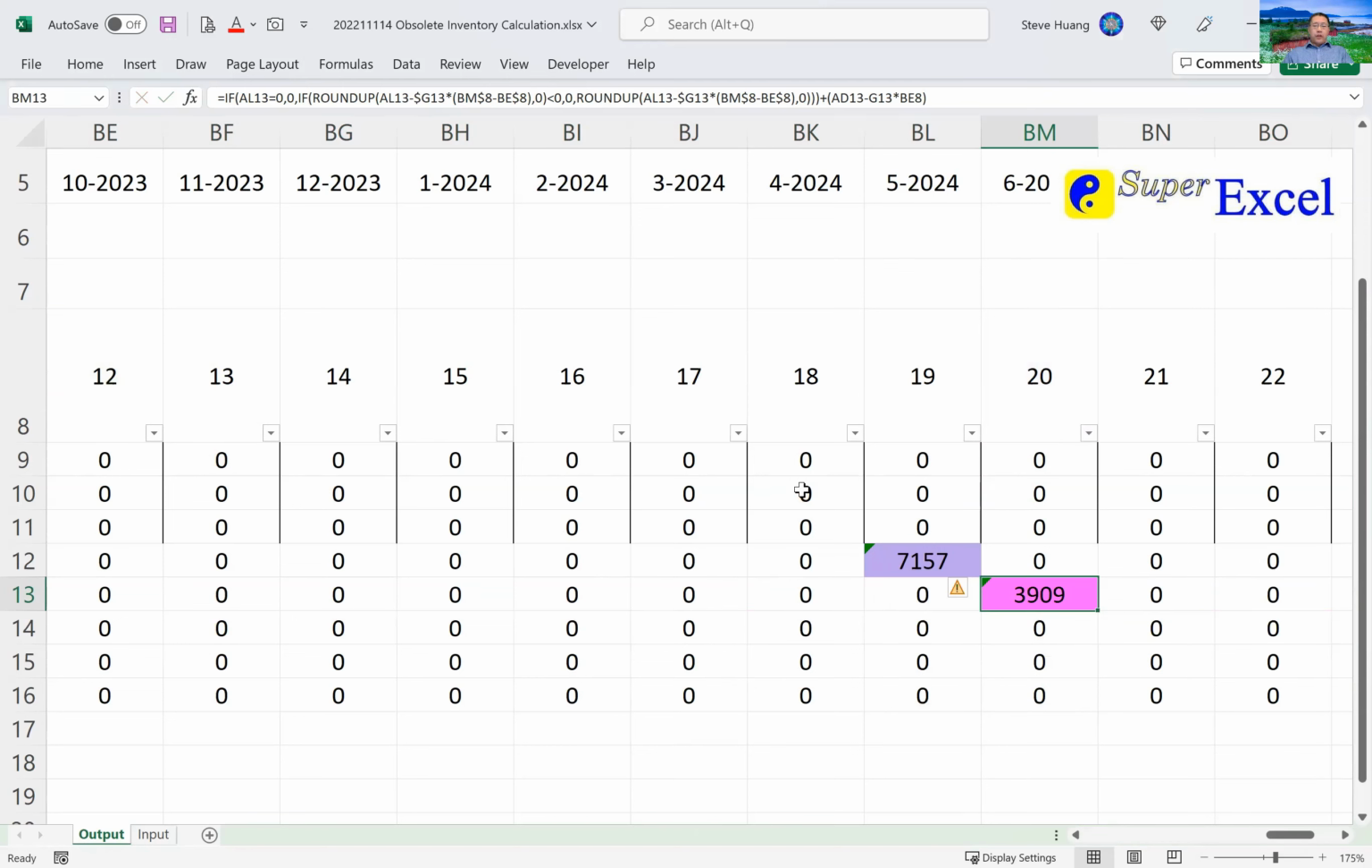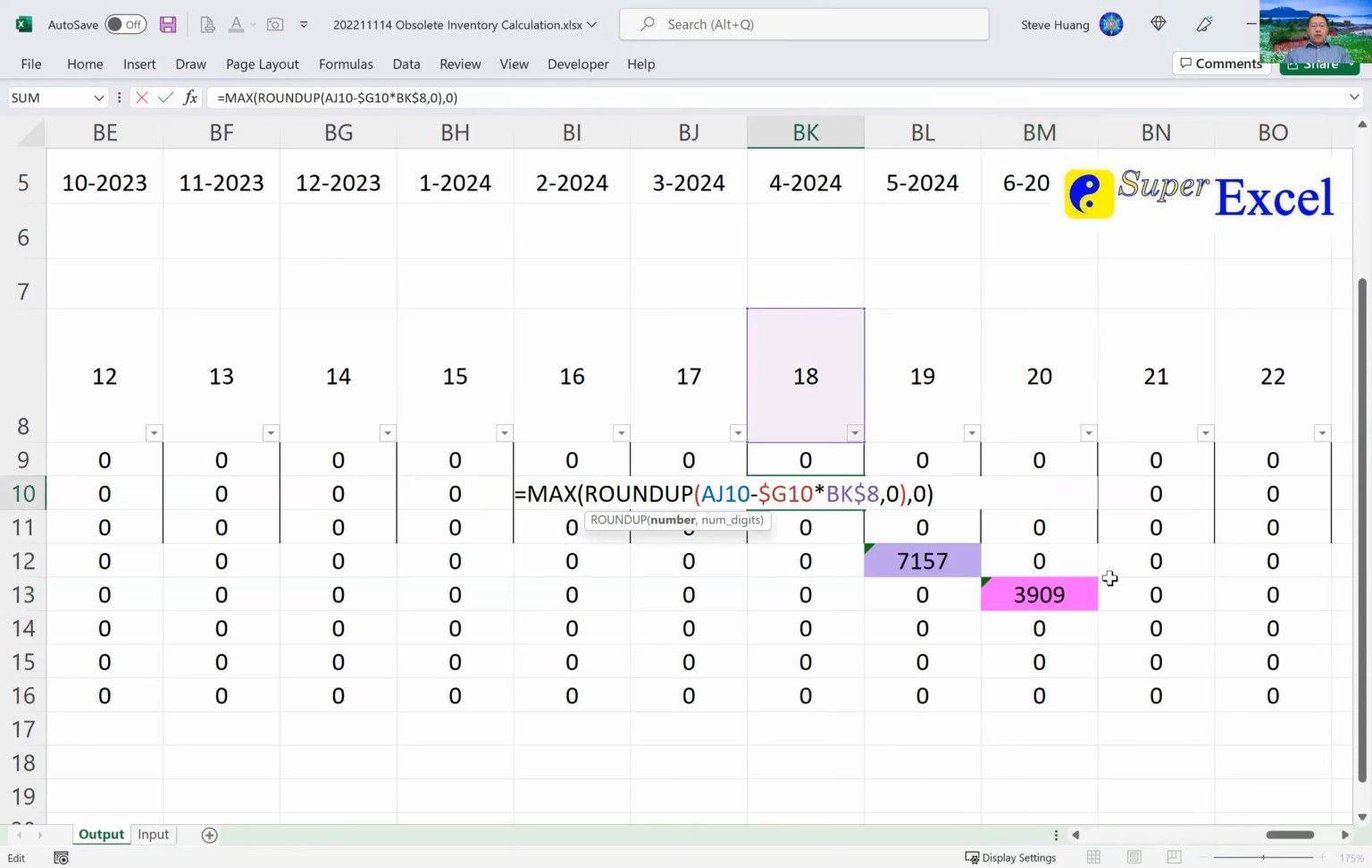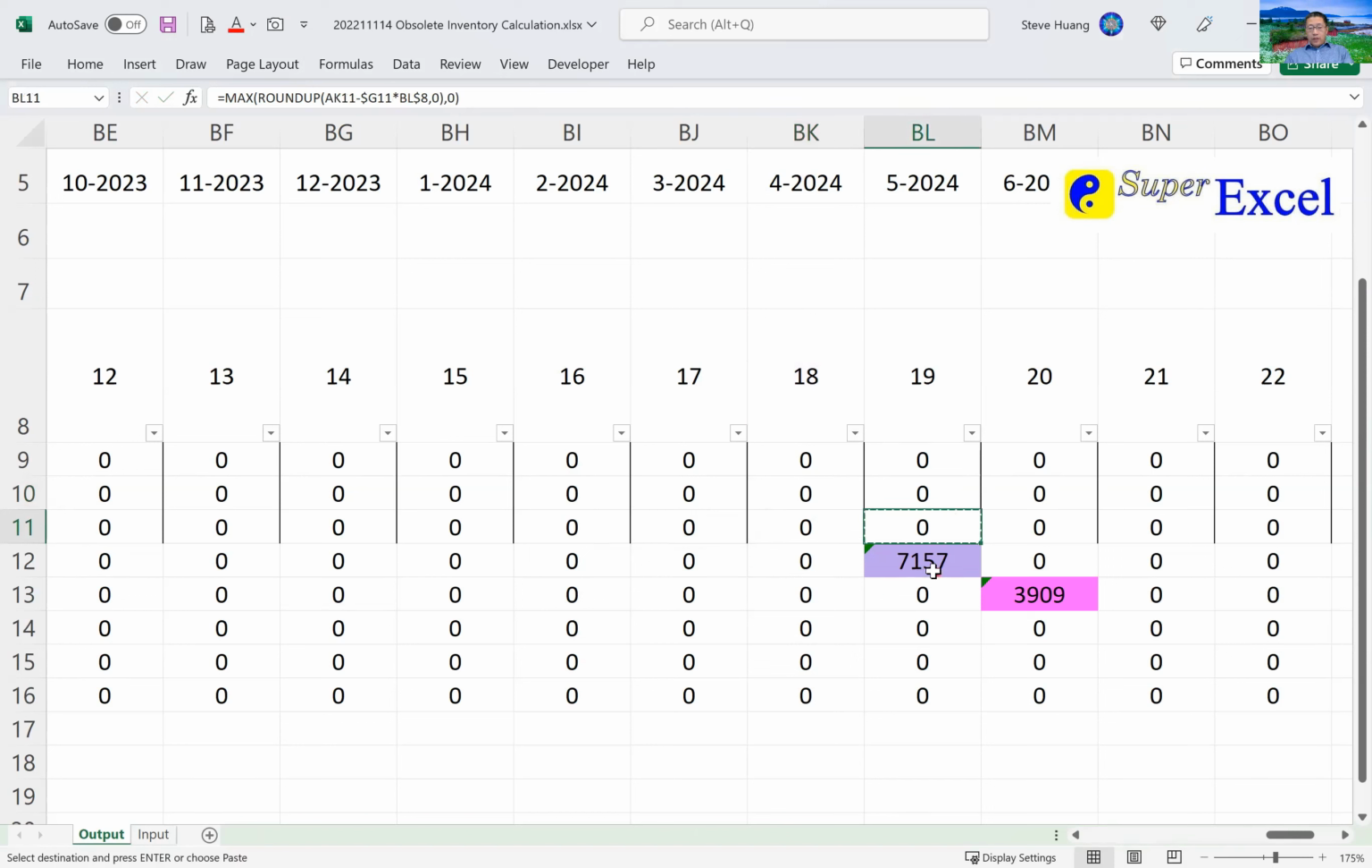She had a formula over here to do the calculation. The formula is fine when there's only 1 month having inventory that will be short dated. But when there's more than 1 month within that time frame having inventory to be short dated, the formula will be wrong. So let's look at how we address this. Let's copy this formula down over here to see how we should improve this formula.